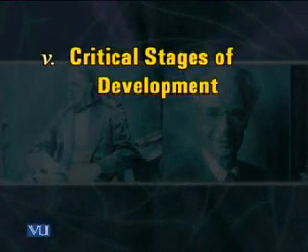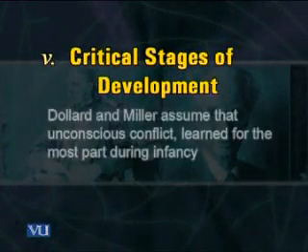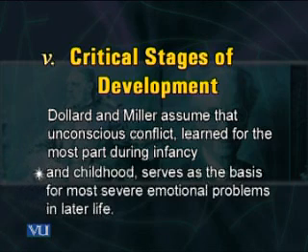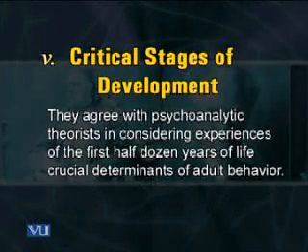Number five, critical stages of development. Dollard and Miller assume that unconscious conflict, learned for the most part during infancy and childhood, serves as the basis for most severe emotional problems in later life. They agree with psychoanalytic theorists in considering experiences of the first half dozen years crucial determinants of adult behavior.